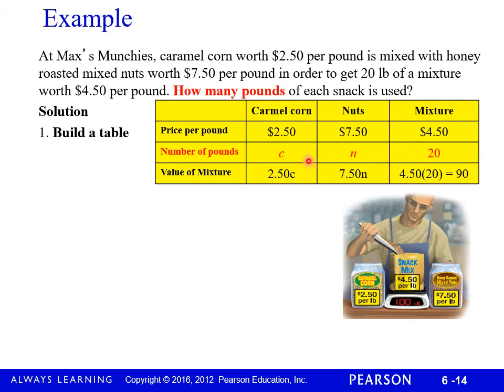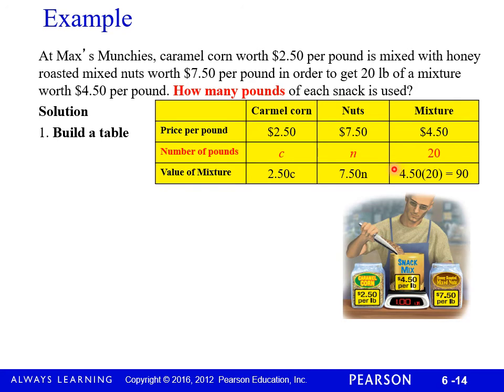The number of pounds of caramel corn is going to be C. The number of pounds of nuts is going to be N. And the price per pound, caramel corn is $2.50, nuts are $7.50, and we want the final mixture to be worth $4.50. So if I have C pounds of caramel corn that's worth $2.50 per pound, I simply multiply this, 2.50 times C, and that gives me the value of the caramel corn. So we have a price here, the number of pounds, and then the value of it.